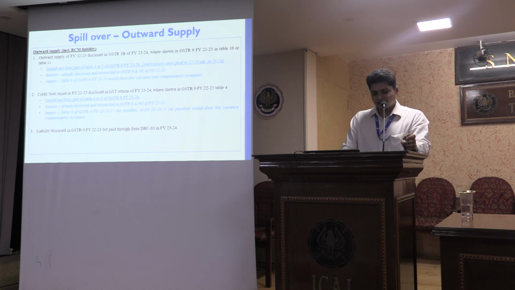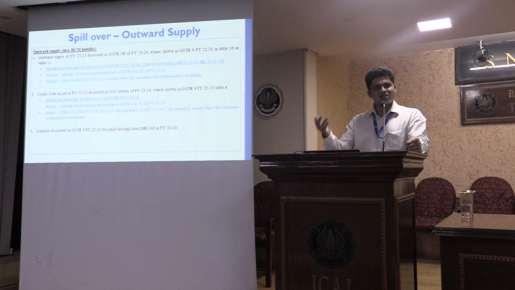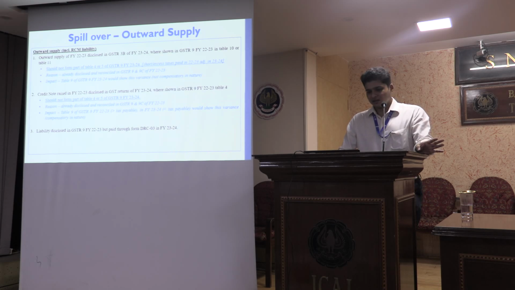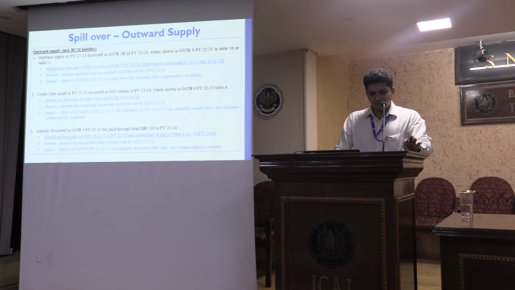Next we have liability which is disclosed in GSTR 9 of 22-23 but paid through the DRC 03 in this financial year. Very common: the 22-23 GSTR 9, the annual return, is to be filed in the financial year 23-24. So say I raise my DRC 03 by filing the 22-23 GSTR 9. To this extent, should I again disclose in my GSTR 9 of 23-24 any transactions with this liability? Answer is no, not at all required, because it is already disclosed, already paid.